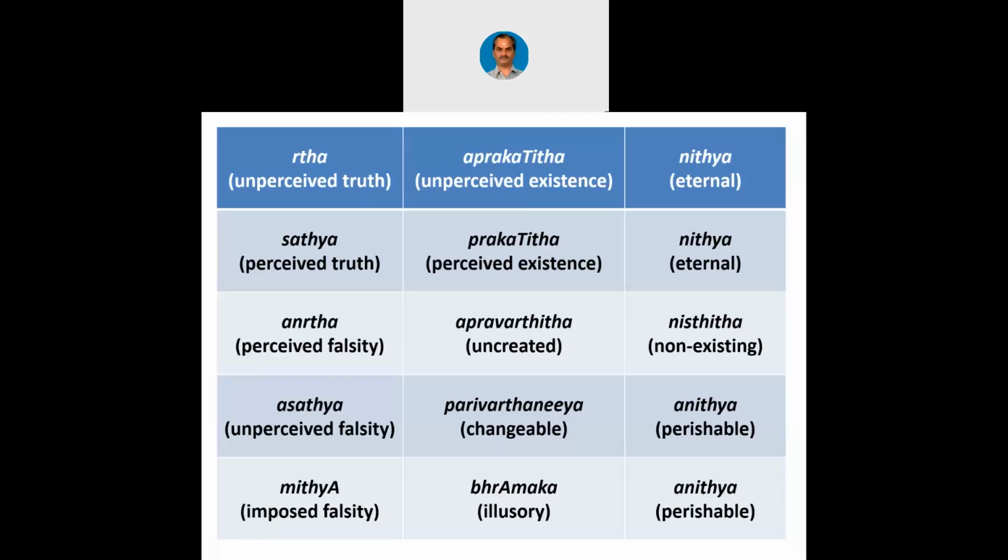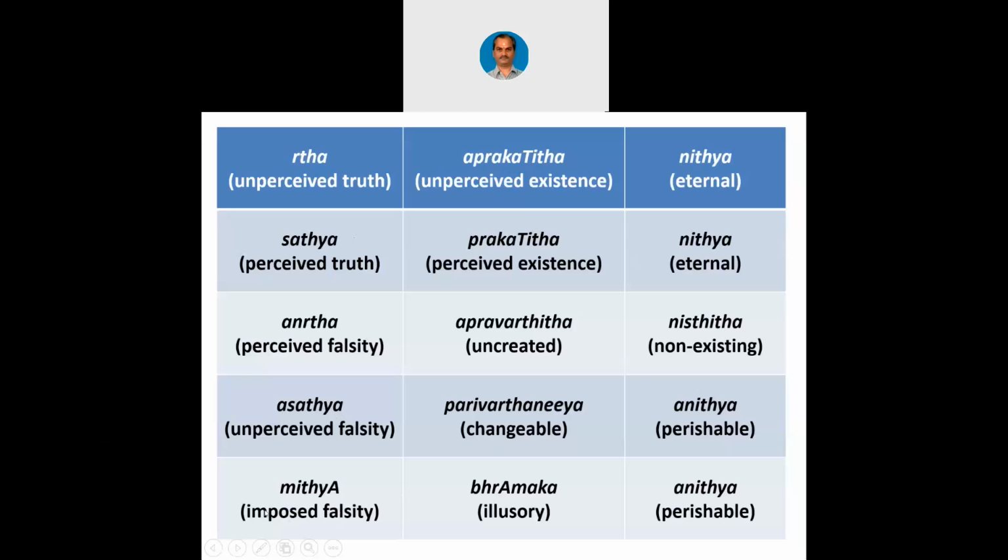Brahma satyam, God is perceived truth also. God is perceived existence also. Prakatita, whatever is manifested, that is also God. Life is God. Lifeless one is also God that way. Whatever that is manifested is God. And it is nitya, eternal. Brahma satyam, jagat mithya.